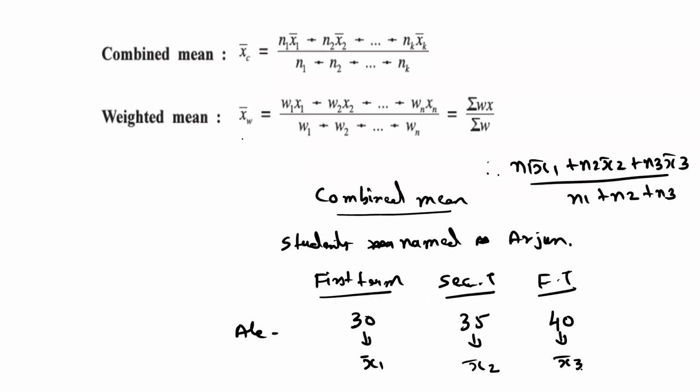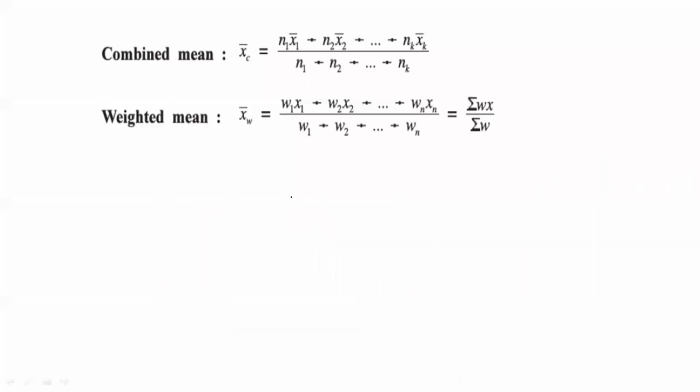Friends, this is the weighted mean formula. I'm just rubbing this one so it becomes more clear for you. Now, what is the formula for weighted mean? If you see, it's the same only. Instead of N1, it comes what? Weight, W1. Now, we should know what is the weight. Weight doesn't mean our body weight. Here, weight means importance.